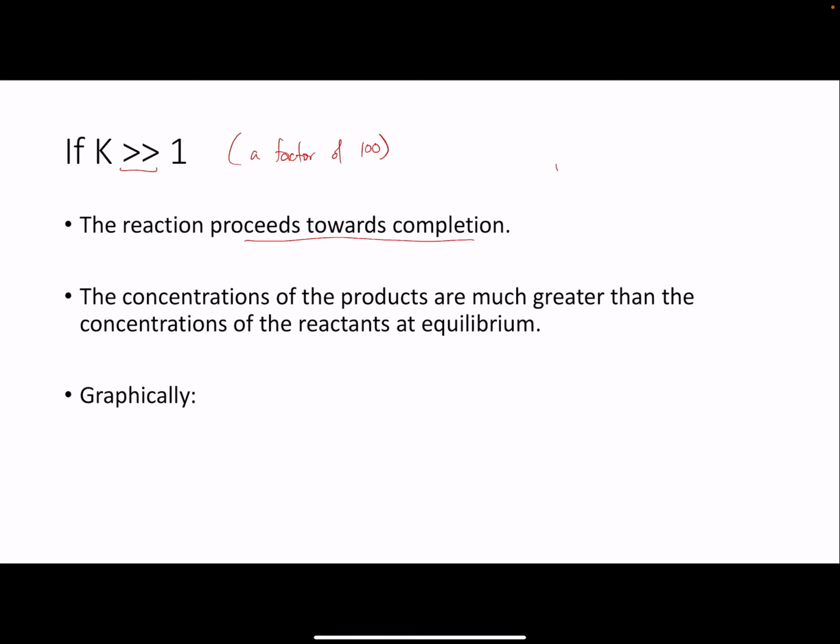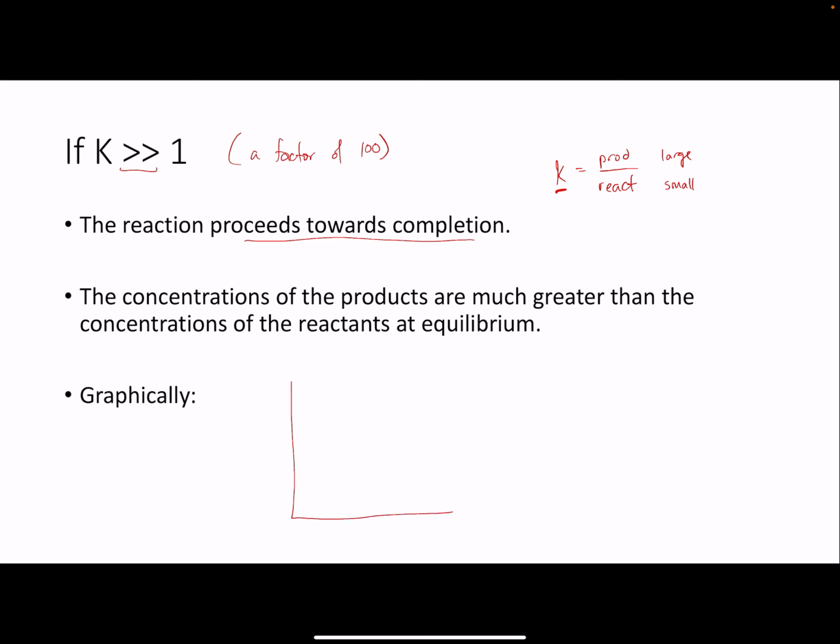And the reason for that is if we look at the ratio, it was simply products over reactants. So if the value of that fraction is large, which is what K represents, then that means that the numerator has to be large and the denominator has to be a small value. So in this case, the numerator is products. And if you have a large product concentration, that means most of the reactants were converted.